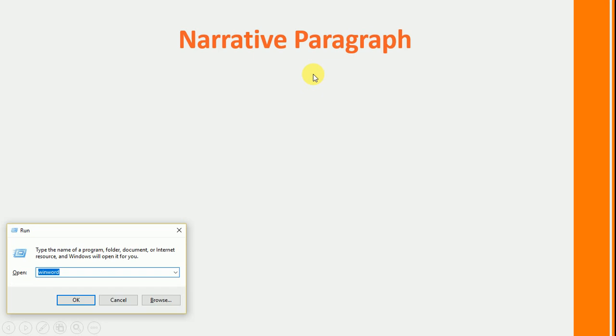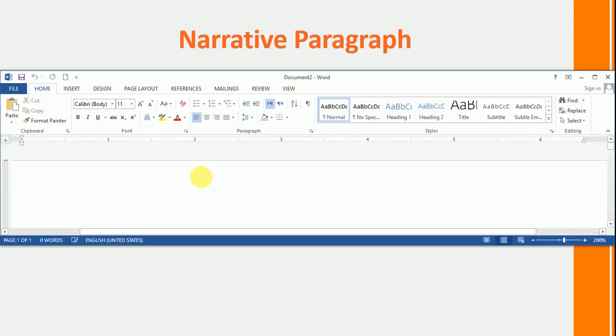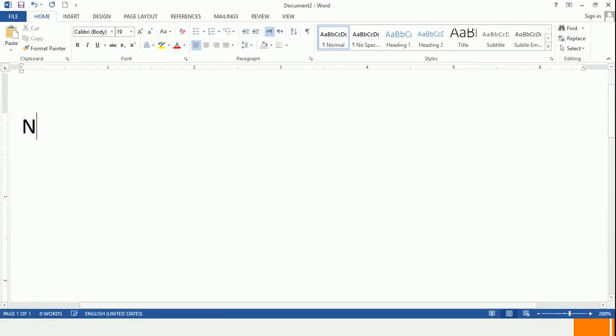First of all, let's talk about the narrative paragraph. Where does the word narrate come from, and what does it mean? In order to explain this, I would take you to the word here so that you understand better. The word narrative is derived from the word narrate. Now, what does narrate mean? Narrate means to explain what is happening in a film or television program as a part of the film or program.